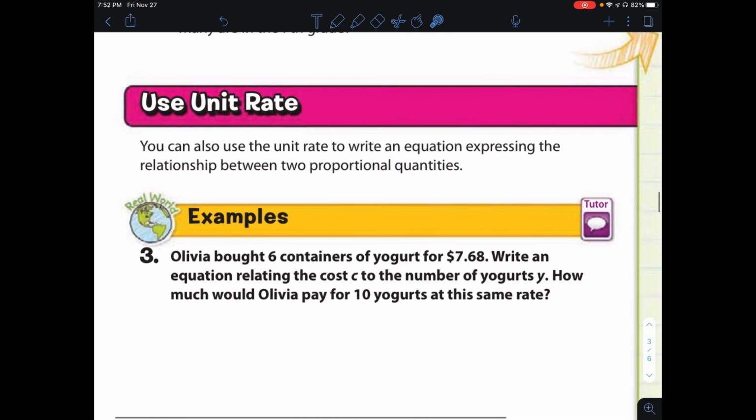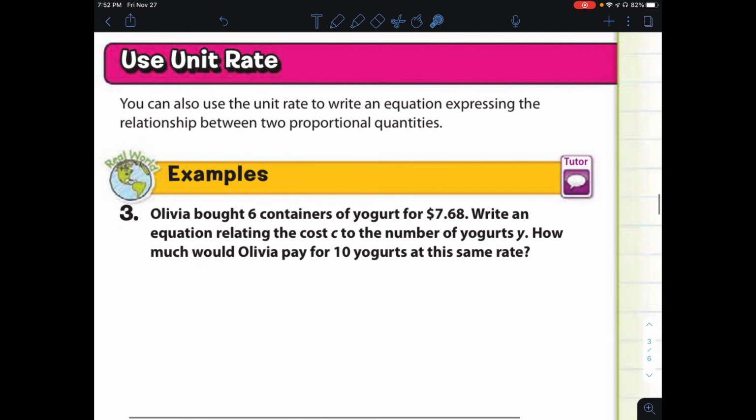Now in example number 3, we are going to use what we call unit rate. We've studied unit rate in the past. We actually did it in the first lesson. So you can also use the unit rate to write an equation expressing the relationship between two proportional quantities.